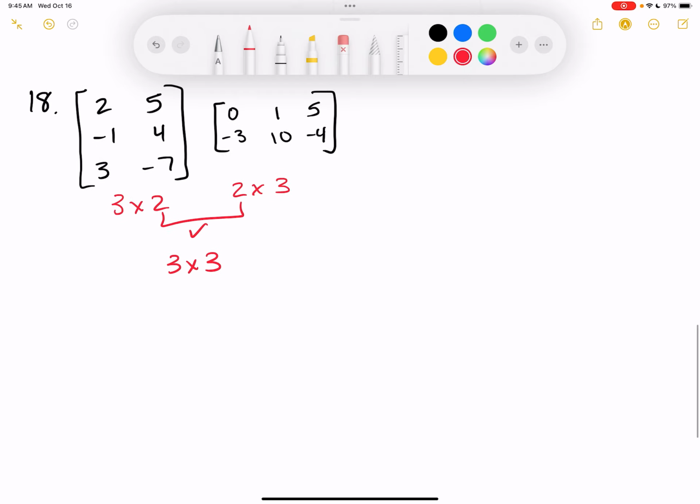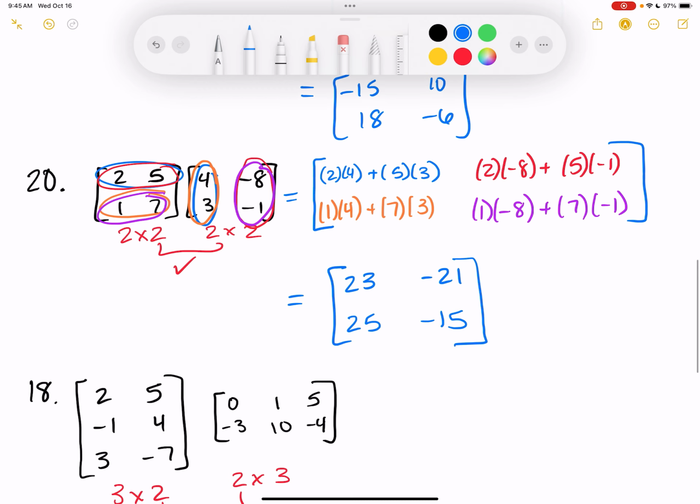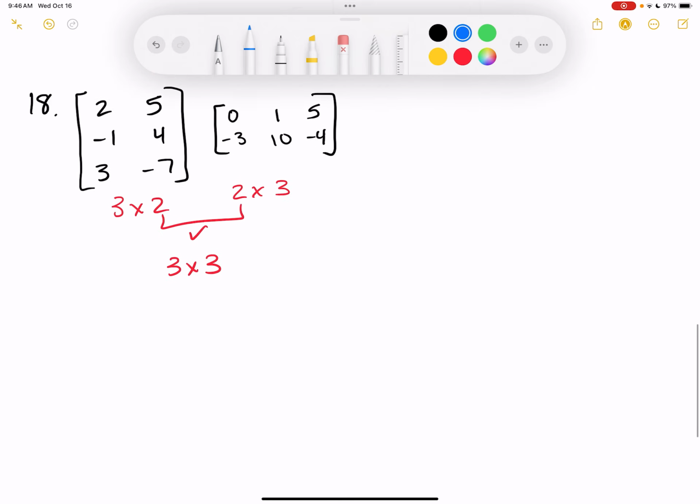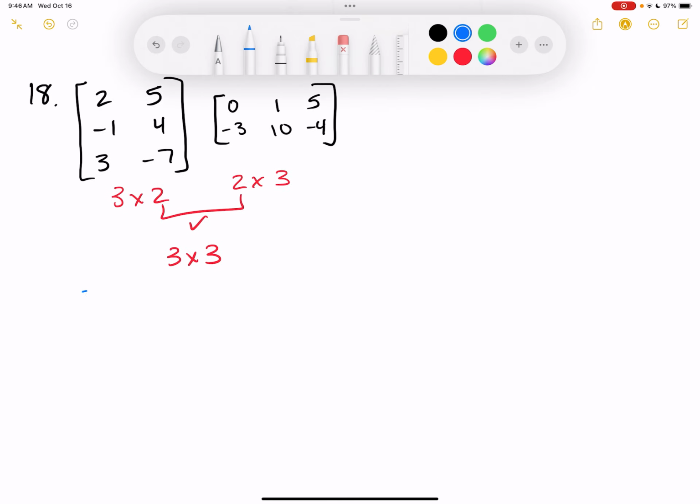I'm going to write it down here so that I have plenty of room. I would not recommend doing it beside it unless you wrote really tiny, because this is going to be quite large. Now instead of 2 things being added, there's going to be 3 things being added. So 3 by 3.